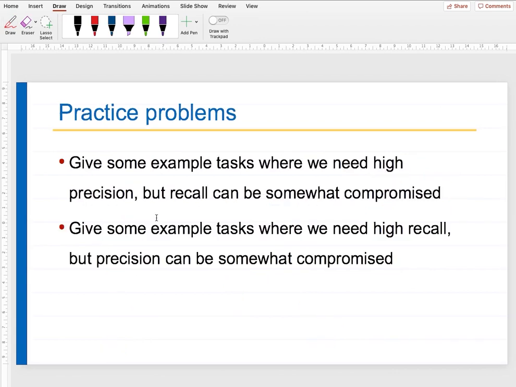Okay, so this was the thing. Is this clear? Okay, some practice problems. Give some example tasks where we need high precision but recall can be somewhat compromised. And similarly, give some example tasks where we need high recall but precision can be somewhat compromised. We saw the example for the second question, tasks which need high recall but precision can be compromised. Which one was that? Fraud detection. You can think about it, there can be so many problems where you actually need high precision but less recall is all right.